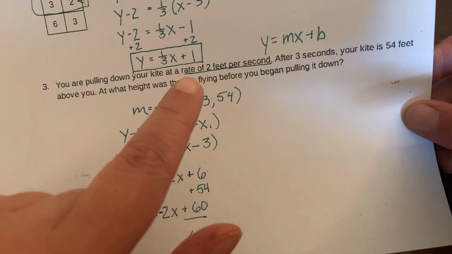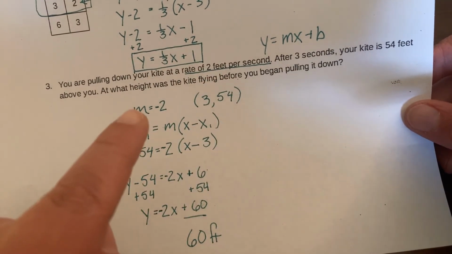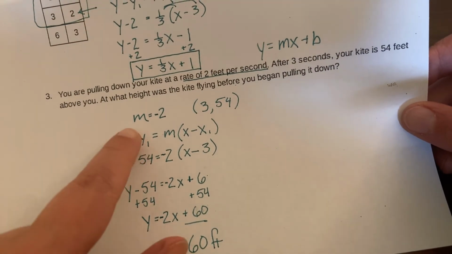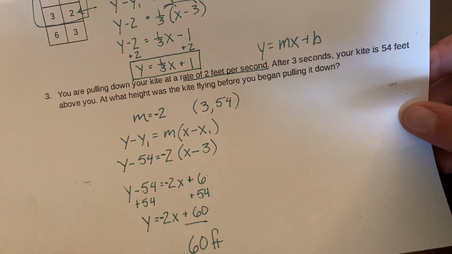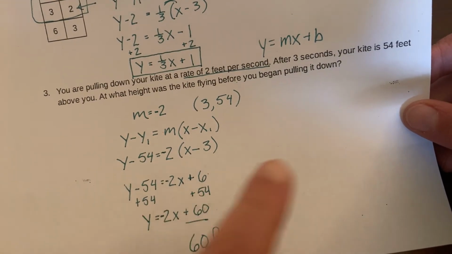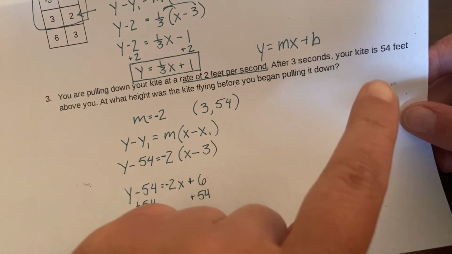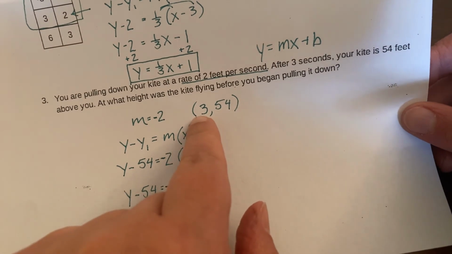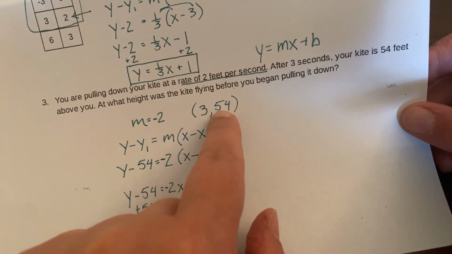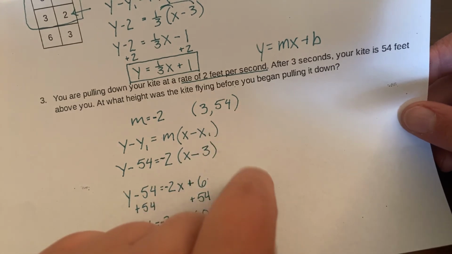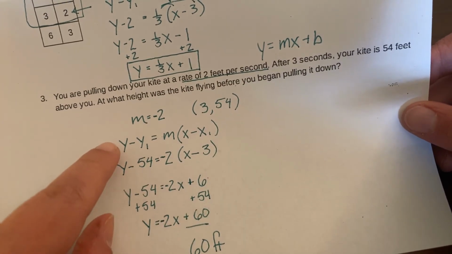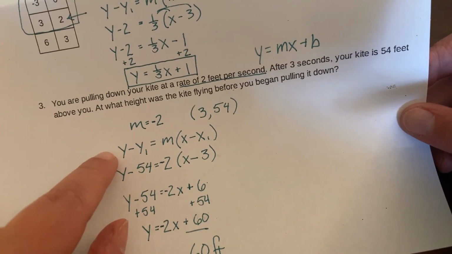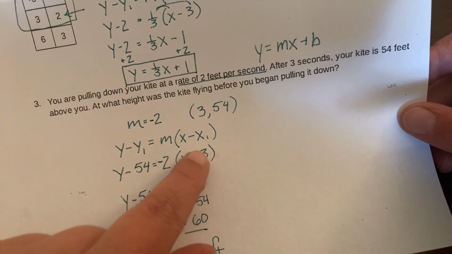So when I see rate of 2 feet per second, I know that it's my slope. But because it's going down, the slope is going to be negative, right? M equals -2. And the after 3 seconds and 54 feet, that is a point. So we're going to make the time the x value, and the 54 feet, that height, will be the y value. So I start by writing it in my point-slope form, right?